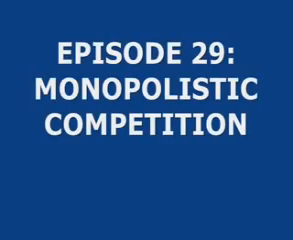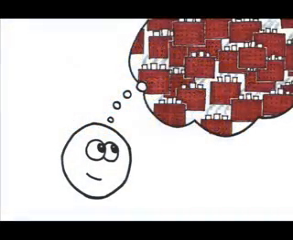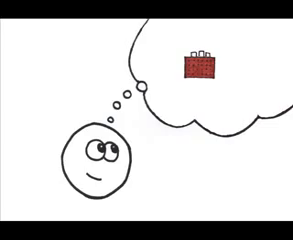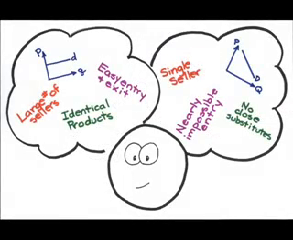Because you already know about competition from episode 26 and monopoly from episode 27, you actually have all the information you need to analyze a monopolistically competitive market. As the name of this structure suggests, it's something of a mashup of the characteristics of a perfectly competitive market and those of a monopoly market.